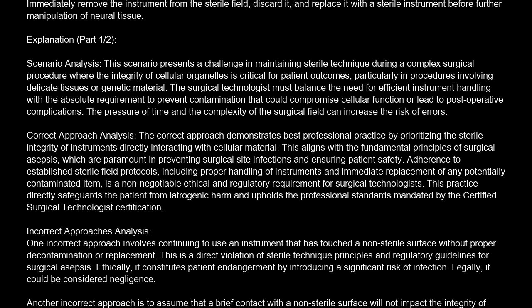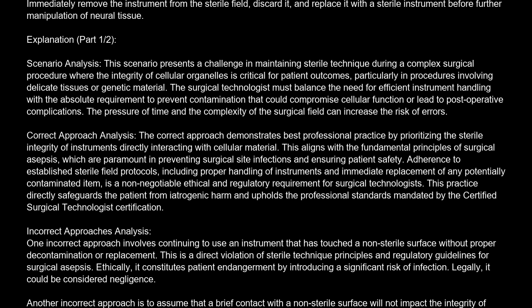Incorrect approaches analysis. One incorrect approach involves continuing to use an instrument that has touched a non-sterile surface without proper decontamination or replacement. This is a direct violation of sterile technique principles and regulatory guidelines for surgical asepsis. Ethically, it constitutes patient endangerment by introducing a significant risk of infection. Legally, it could be considered negligence.